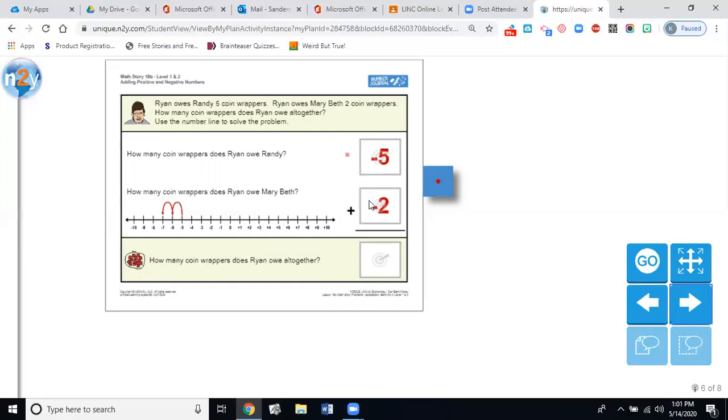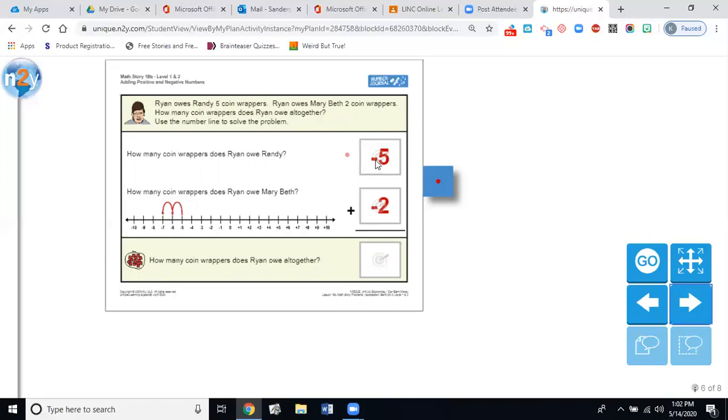This is a negative number. There's our second number. It's the negative number. So we're going to have to go to the left because this is getting further and further in debt. Okay, so starting at the -5, move over 1, 2 numbers. Where are we? That puts us at the -7.